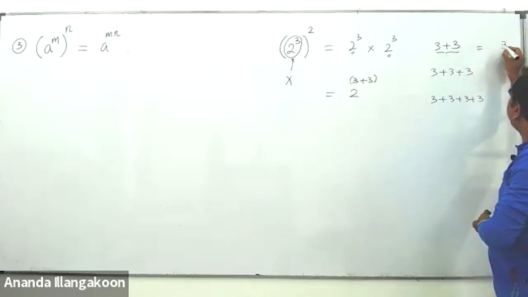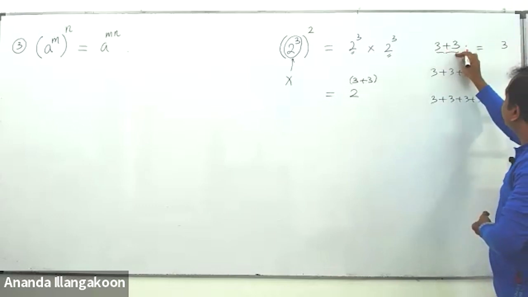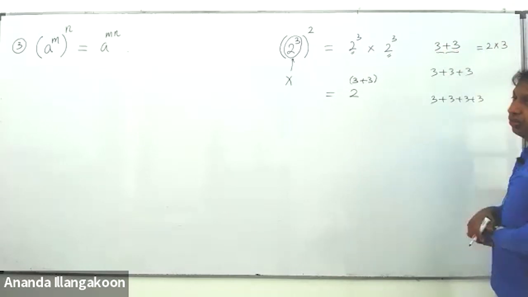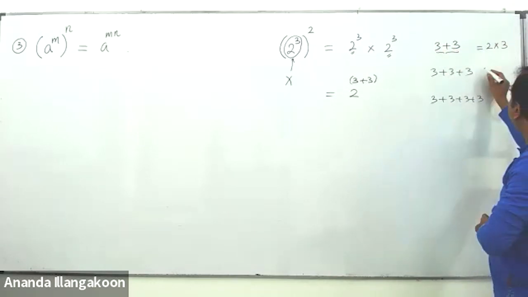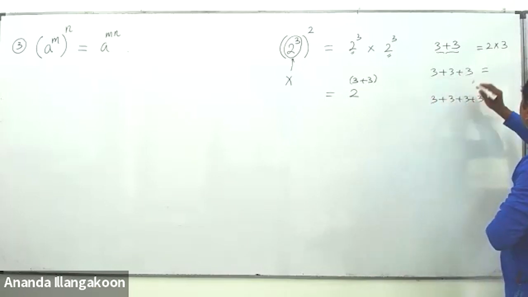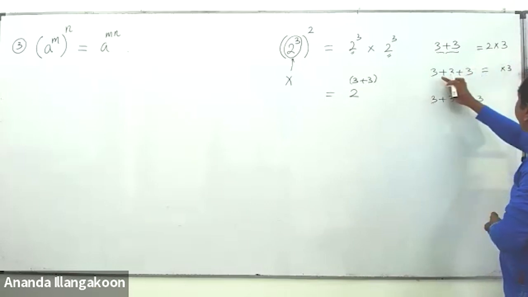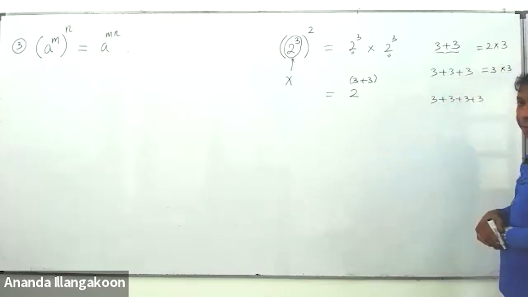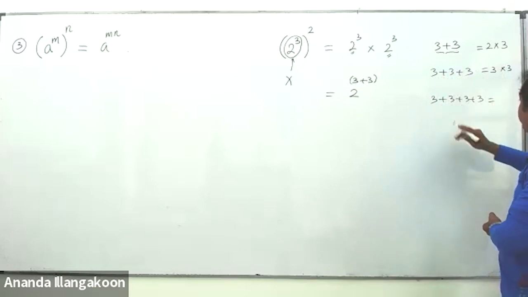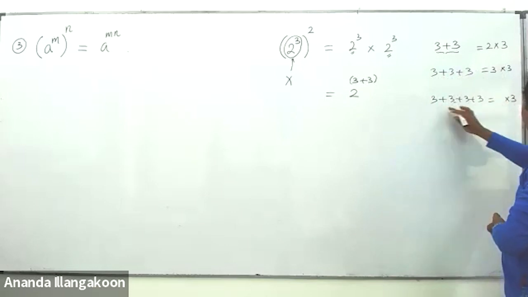multiplying 3 by the number of 3's here. There are 2 3's. Here, 3 3 3, how do we take this, people? 3, we multiplied by the number of 3's, 3 here. We get here 3 added 4 times. 3, we multiply by the number of 3's, 4.